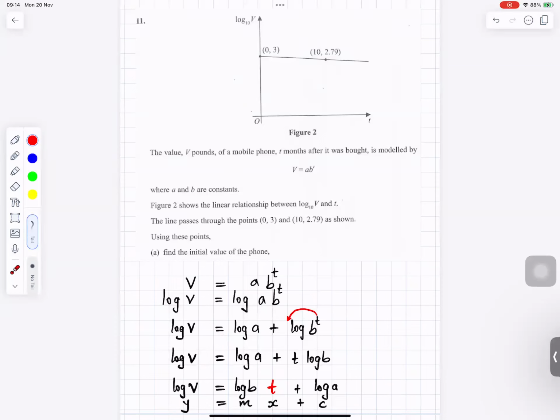We can swap their positions, bring this log B there, and the T goes to the front, and then the log A goes the other way, because 2 plus 3 is the same as 3 plus 2. So I've just swapped their positions so that I can compare it with y equals mx plus c. So now we have it in the form which is a straight line.